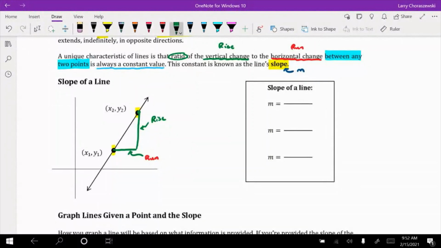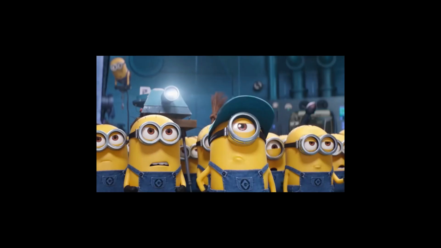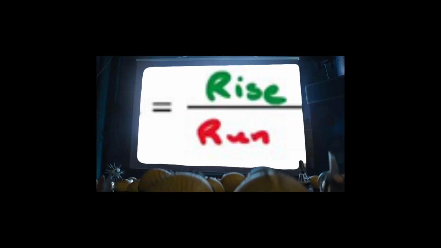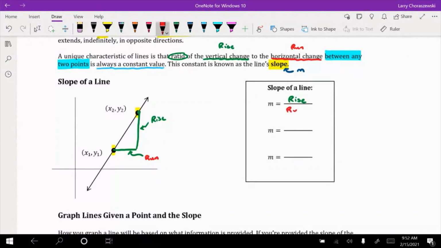So keep in mind that the slope is a ratio of the vertical change to the horizontal change. And so my first version of slope for you folks is rise over run. This is a good form of slope to have when we're trying to calculate an actual number for it based on a graph that's already provided to us.